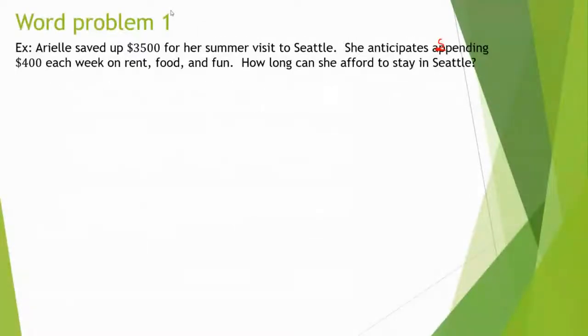Okay, here's our first word problem. So here, this person Ariel has saved up or been given $3,500 and has taken a summer visit to Seattle. And she anticipates spending about $400 per week on rent, food, and other stuff.